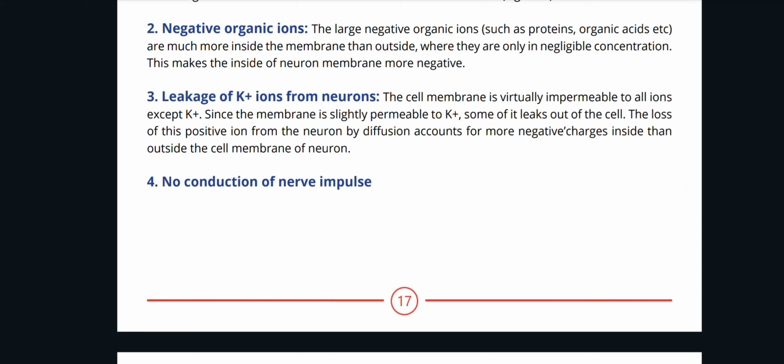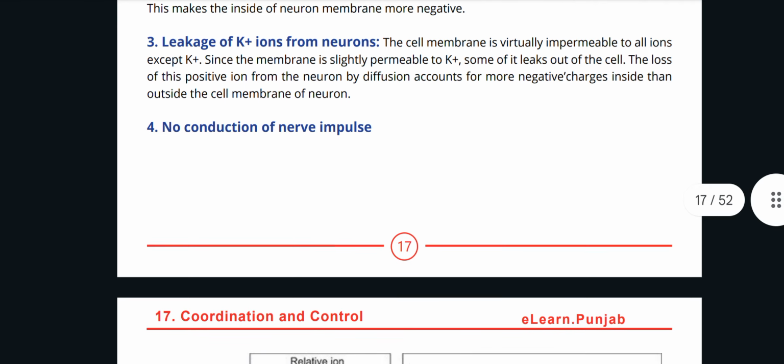Number 3, leakage of potassium ions from neurons. The cell membrane is virtually impermeable to all ions except potassium. Since the membrane is slightly permeable to potassium, some of it leaks out of the cell. The loss of this positive ion from the neuron by diffusion accounts for more negative charges inside than outside the cell membrane of the neuron. No conduction of nerve impulse.